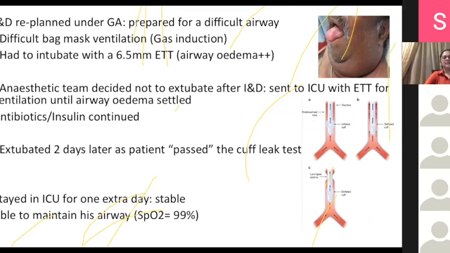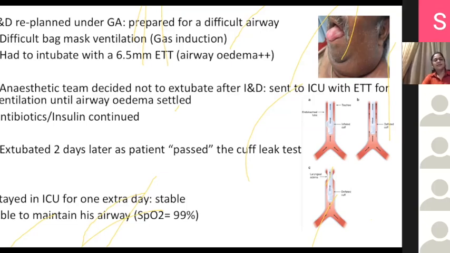The anesthetic team very correctly decides not to extubate this patient after an IND because they struggled with a difficult ventilation as well as a difficult intubation. So they take the patient to the intensive care unit with endotracheal tube in and decide to ventilate until the airway edema settles. So he gets the same treatment, antibiotics and insulin.